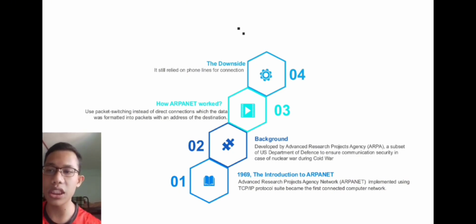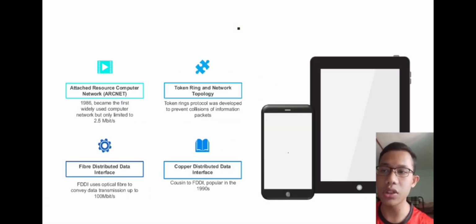It uses packet switching instead of a direct connection, where the data is formatted into packets with the address of the destination. There's a downside to this, which is that it still relies on phone lines for connections. To counter this, the Attached Resource Computer Network, ARCNET, was developed in 1986, which became the first ever widely used computer network. And that's the token ring and network topology. It was developed to prevent collision of information packets. And that's the Fiber Distributed Data Interface and Copper Distributed Data Interface, which became popular in the 1990s.